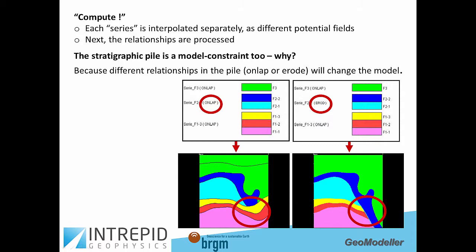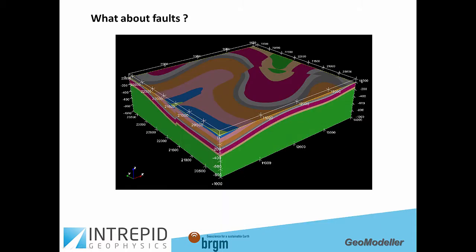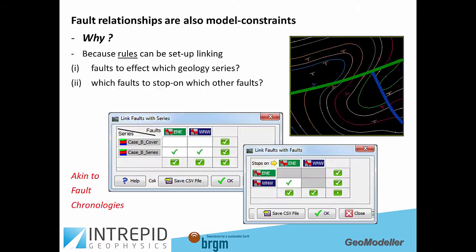Note in this example, the stratigraphic pile makes a change from the left to the right. The base of the blue meeting the yellow is onlapping on the left example and eroding on the right example. These create two very different models. So what we say is this is rule-based modeling because elements of relationship within the stratigraphic pile are also constraints of the model. So what about faults?